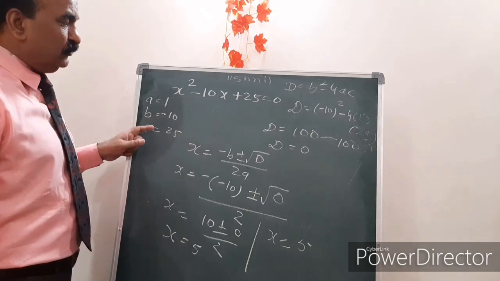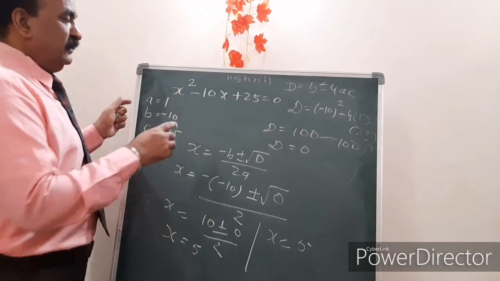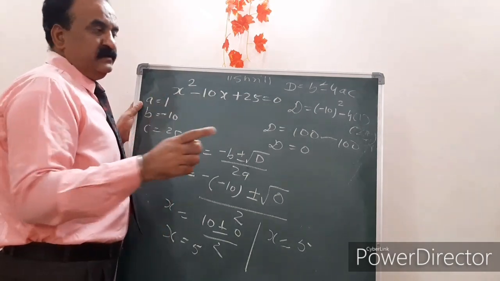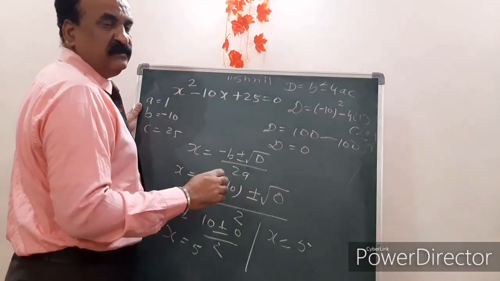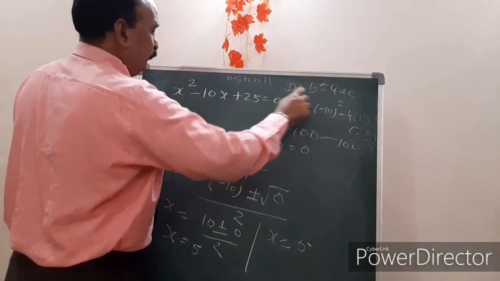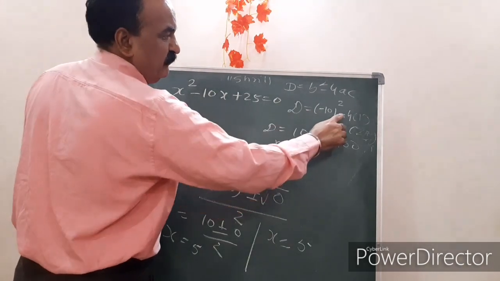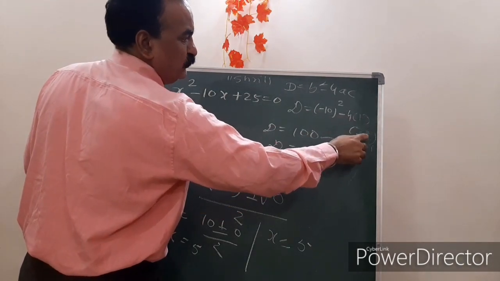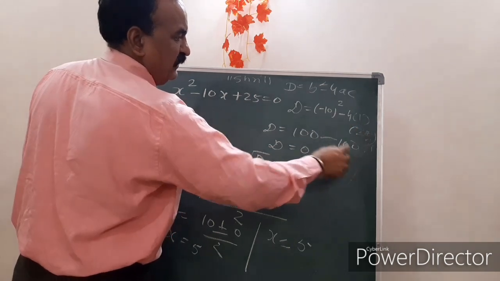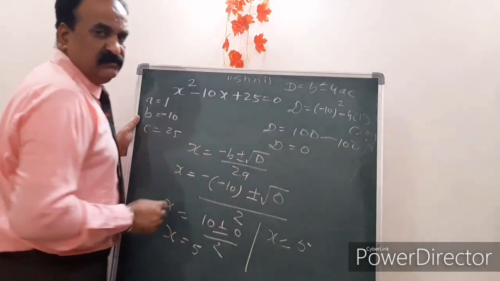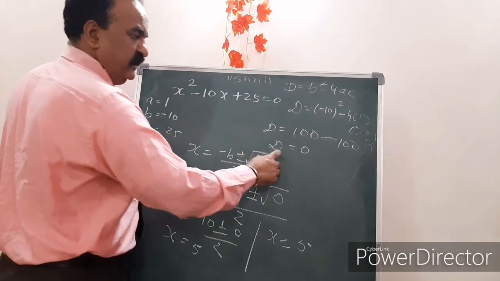I hope this is clear to you now. Again, I would like to explain. First you find D. D is equal to b square minus 4ac. So D is equal to b square. What is your b? b is minus 10. Minus 10 square means 100, minus 4 into 1 into 25, that is 100. 100 minus 100 means 0. So D is equal to 0.